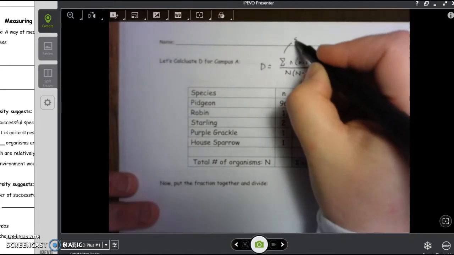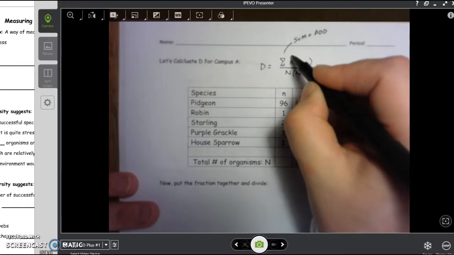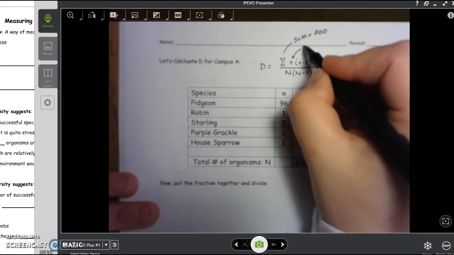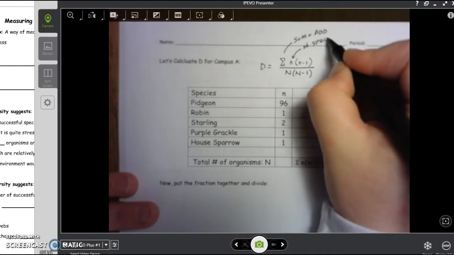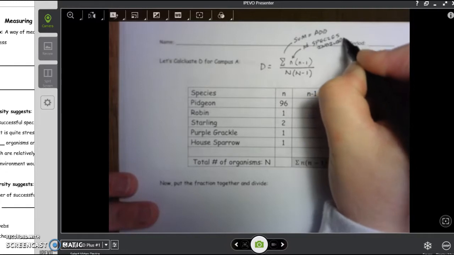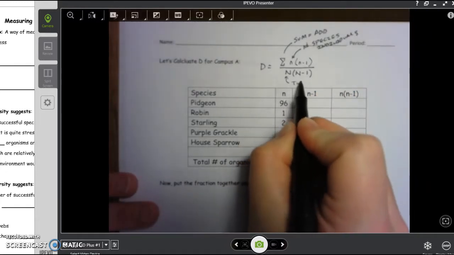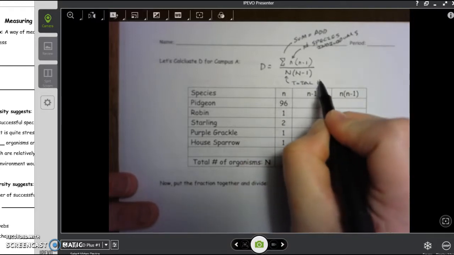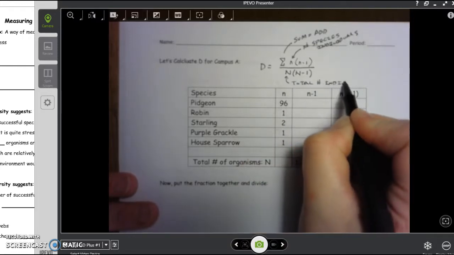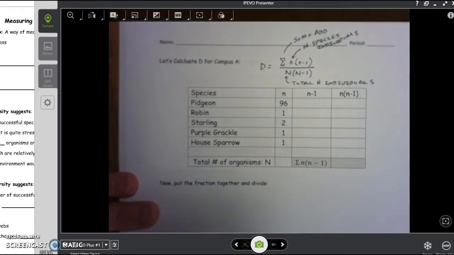So this represents sum, which is another word for add. This little n represents the number of species individuals. This number represents the total number of individuals. And this is essentially a probability. So this is based on statistics.